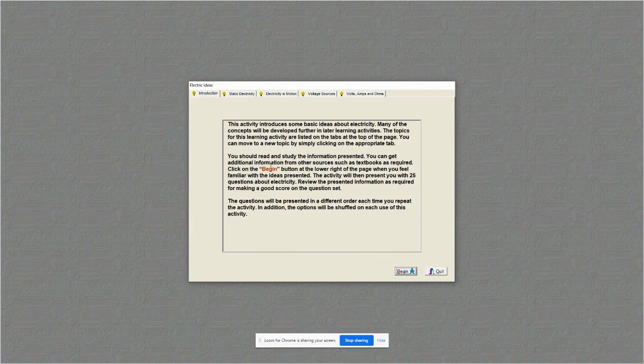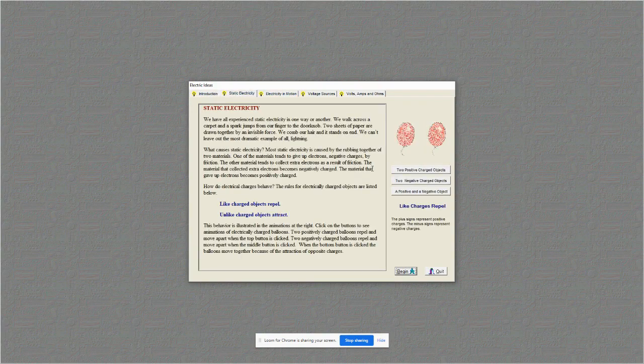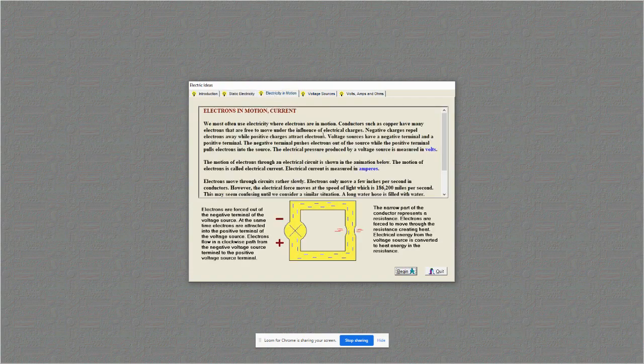Electric ideas is the basic theory of electricity and how it works. So it's things like understanding that like charges repel, unlike charges attract, and how electricity and electrons move. They go from negative to positive, and move through conductors. The force goes at the speed of light. The electrons themselves move a few inches a second.